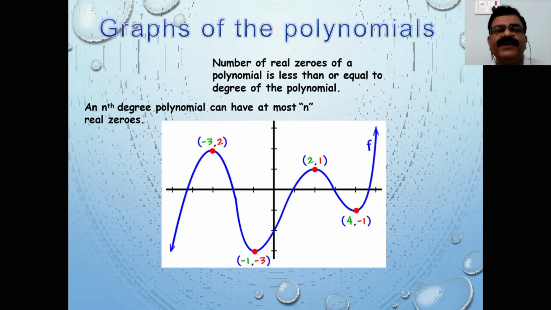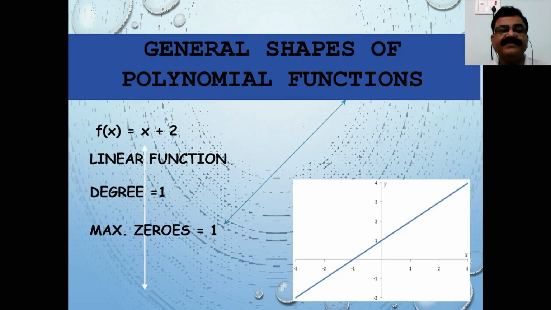Now graphs of polynomials. The number of real zeros of a polynomial is less than or equal to the degree of the polynomial. An nth degree polynomial can have at most n real zeros. This is shown by drawing the graph in the figure. General shape of the polynomial function: you can see for the linear function f(x) equal to x plus 2, the degree will be 1, and the maximum number of zeros will also be 1. The graph has been drawn and you can see it in the figure.